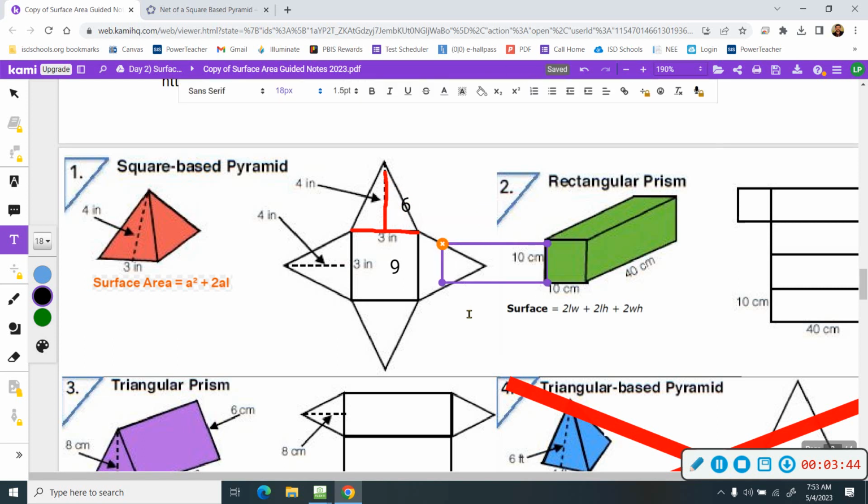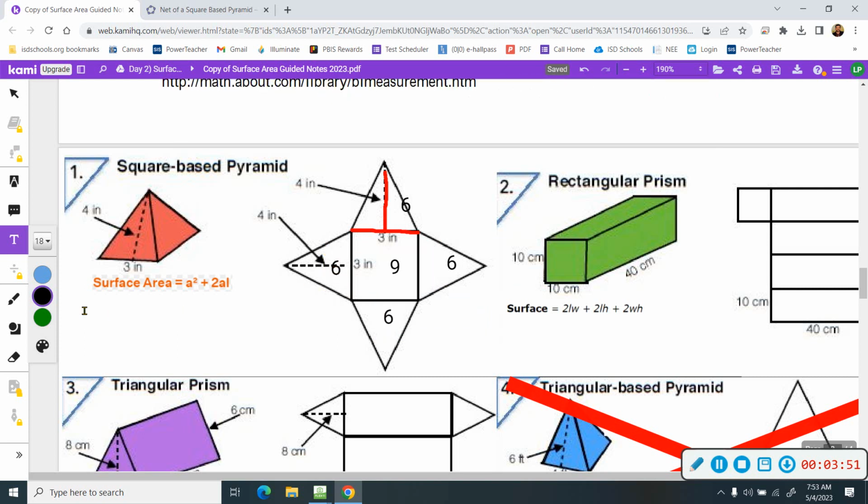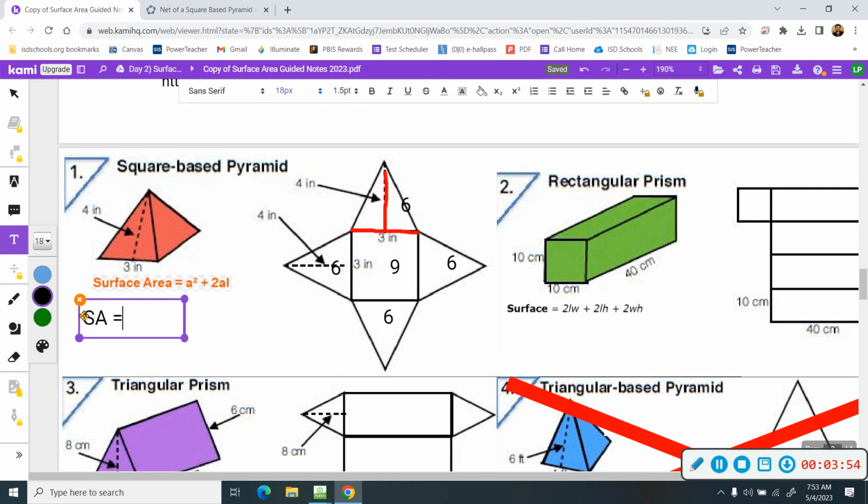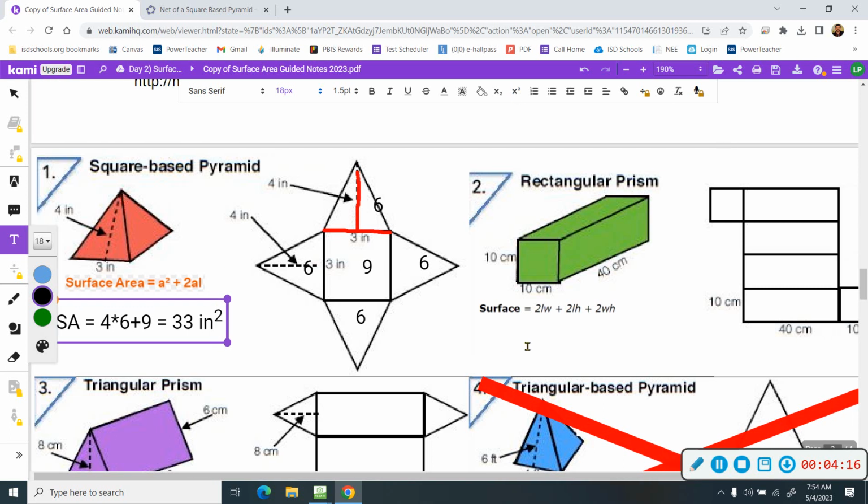Well, if that's 6, these are all the same. So the surface area would be 4 times 6, or you could do 6 plus 6 plus 6 plus 6 plus 9. And if you do the math right there, you get 33. So that would be 33, and my units are square units. Anytime we're doing surface area, you need to make sure you put the unit squared.